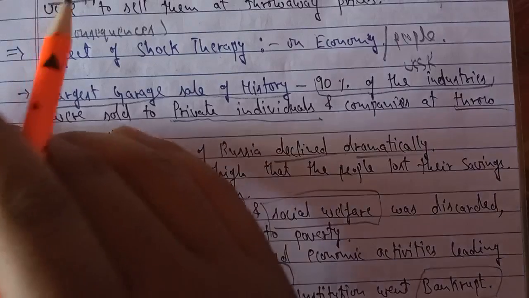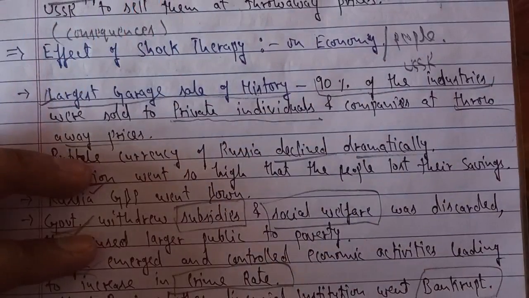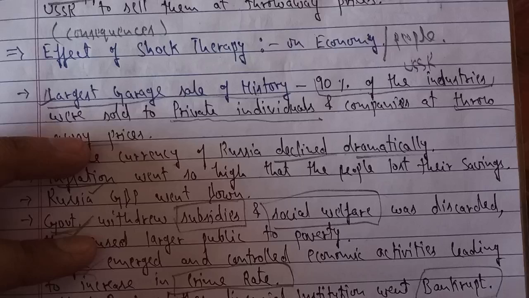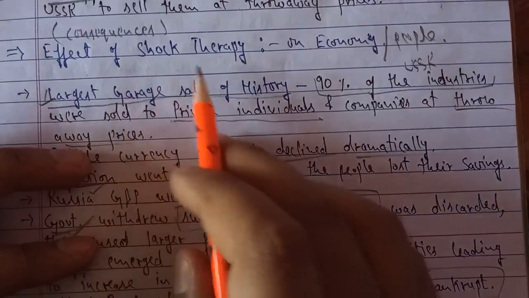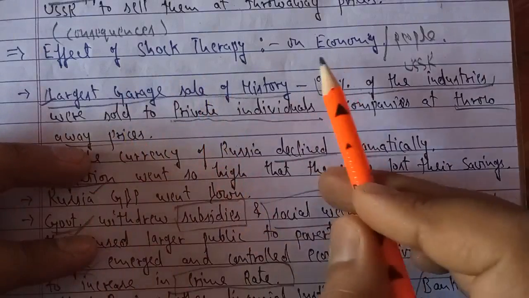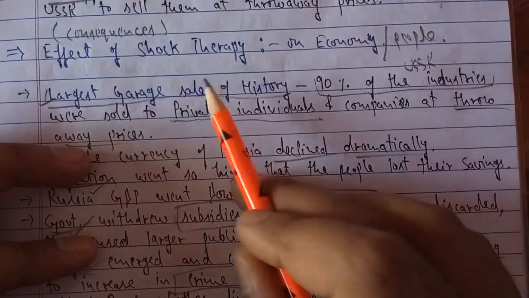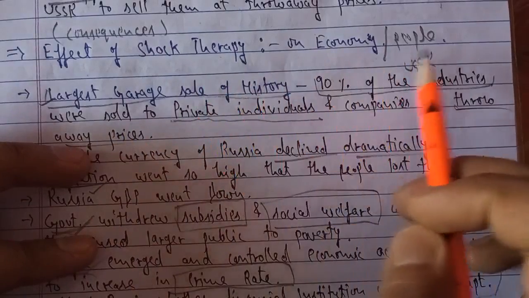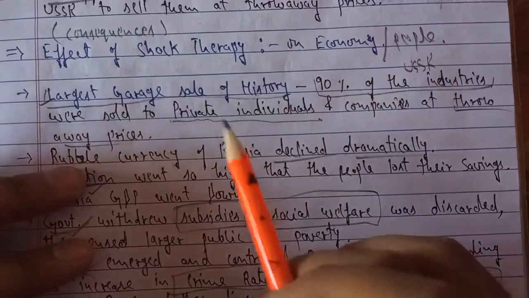Like we have seen here, largest garage sale, where the industries of USSR, which were very valuable and important for USSR, were now sold at throwaway prices with the coming of capitalism. Okay, now let's see what were the other important consequences on the economy and people. What was the impact of this shock therapy on the people and economy?